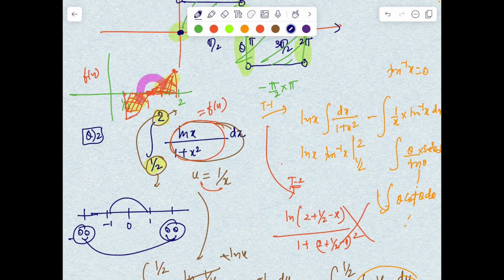So remember, whenever you have reciprocals in the limits of integration, you can always use this substitution to target the problem.